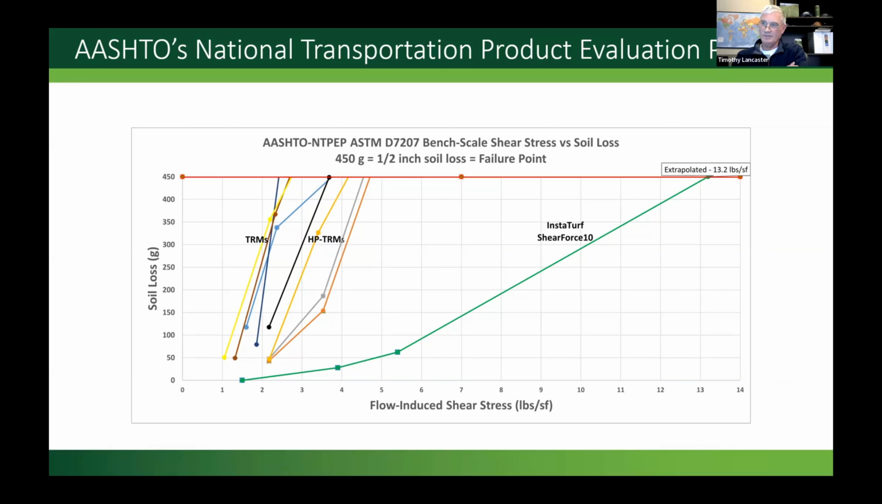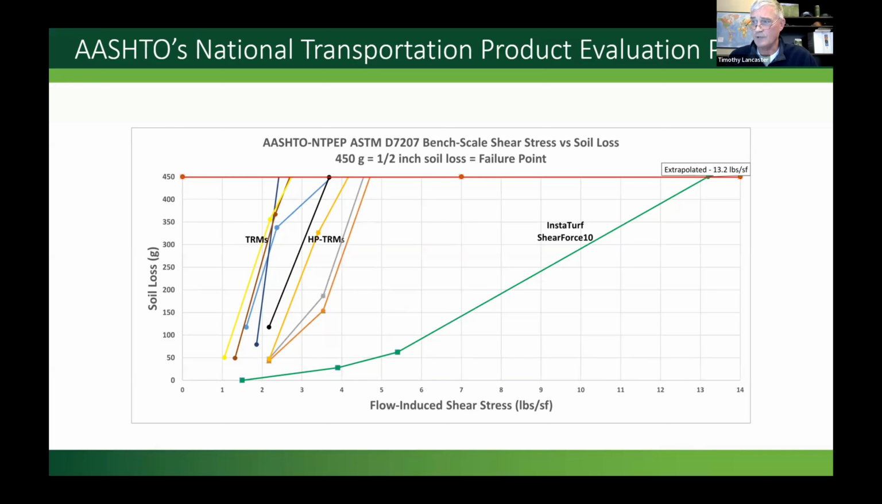And you'll see the collection of TRMs and HP TRMs, high-performance TRMs, to the left there. Those are 8 different products that they had tested. I think they probably tested a total of maybe a dozen permanent materials. And you'll see that all those products failed this test between 2 and approaching 5 pounds per square foot of shear. Most of the products between 2 and 4 pounds of shear stress. Move to the right, you'll see the Shear Force 10.